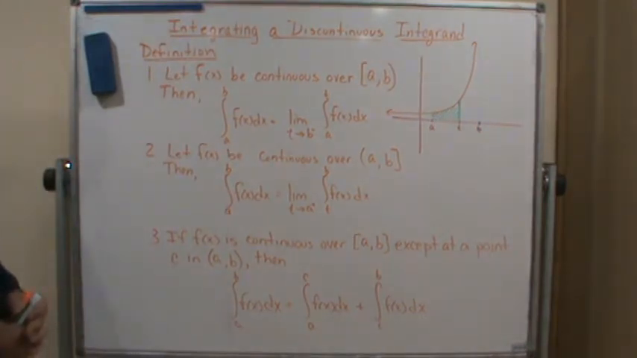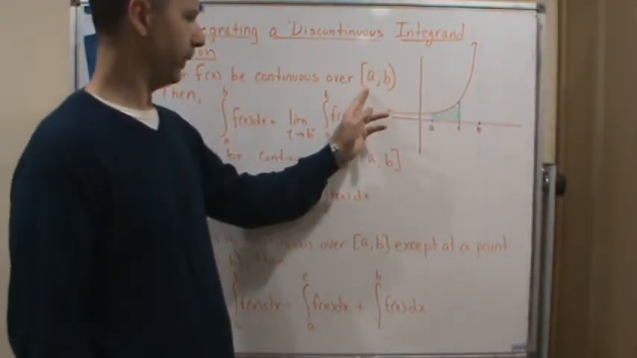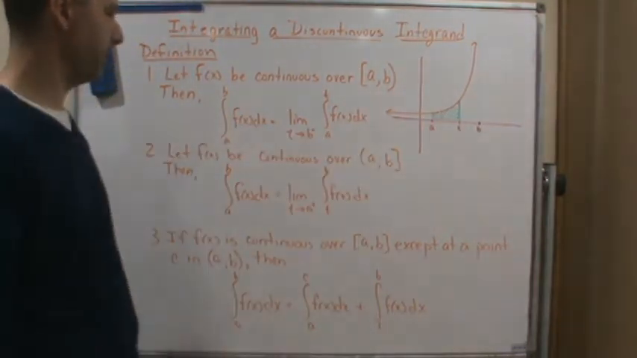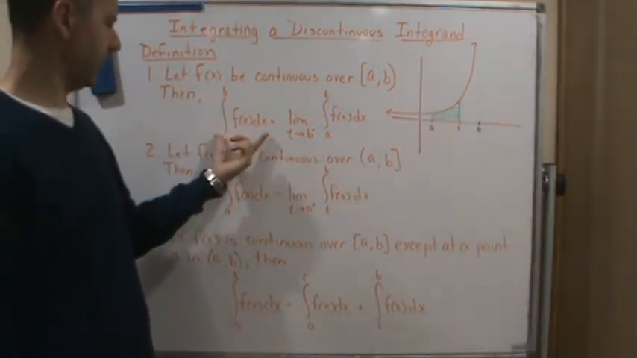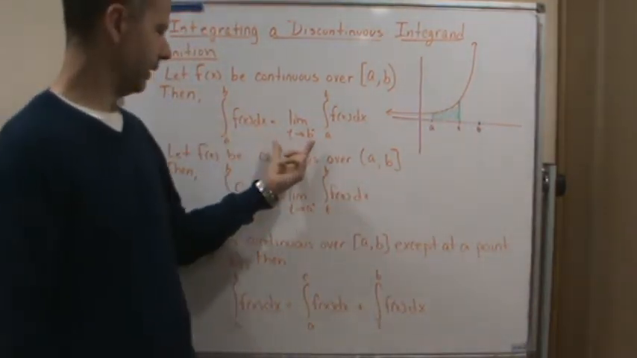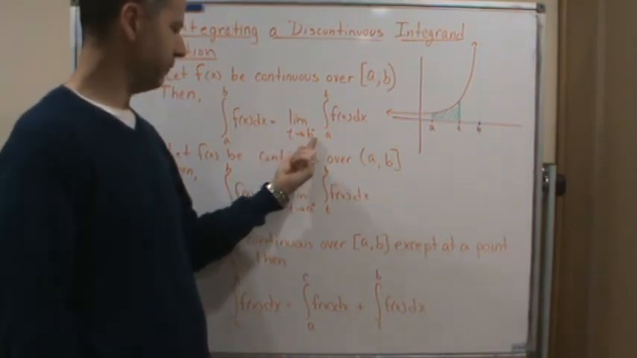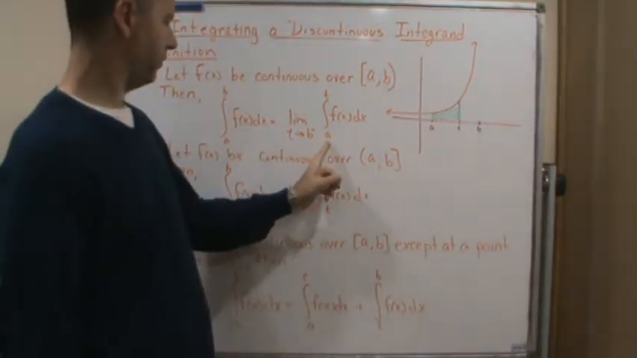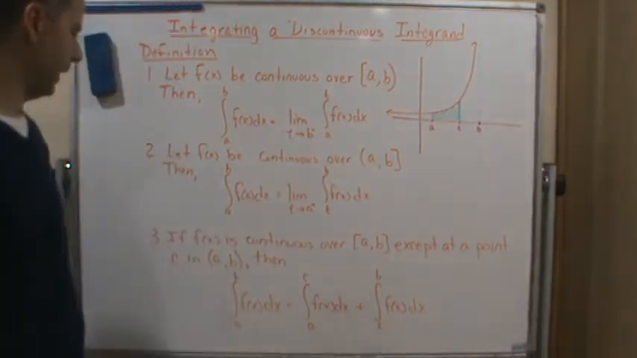So 1 gives us the first case. Let f be continuous over the interval from A to B, but not including B. So let's say there's a discontinuity at B, which is this situation. Then we're going to rewrite the integral with a limit, but this time we take T as T approaches B from the left. So we're approaching B from the left of the integral from A to T of f of x dx.